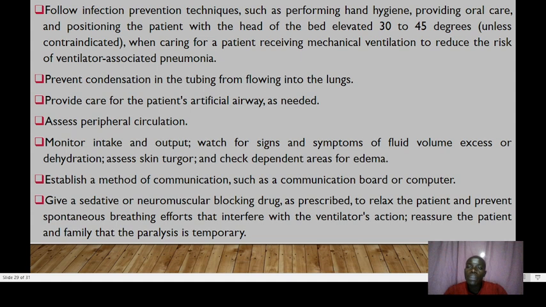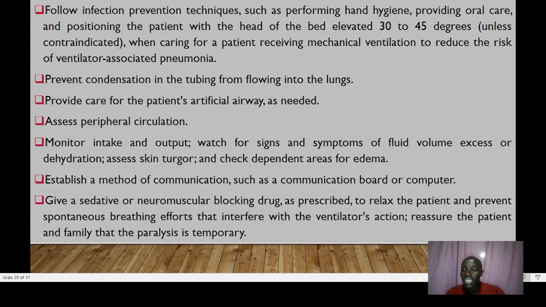You follow infection prevention techniques such as performing hand hygiene, providing oral care, and positioning the patient with the head elevated 30 to 45 degrees when caring for a patient receiving mechanical ventilation. This will help reduce ventilator associated pneumonia. You have to prevent the condensation in the tubing from flowing into the lungs. Then provide care to the patient's artificial airway as needed.